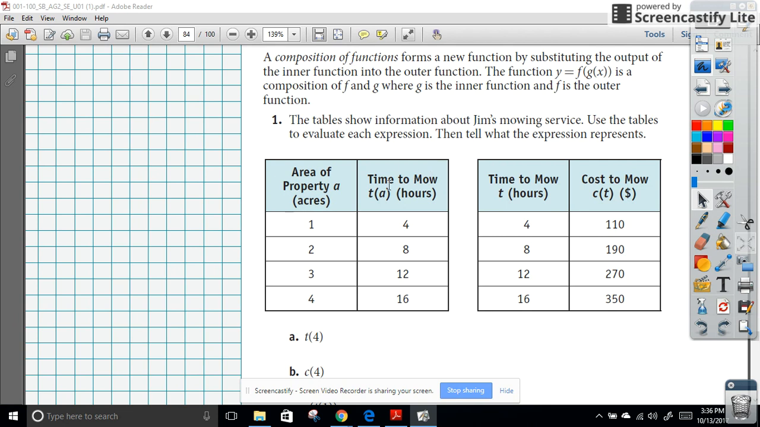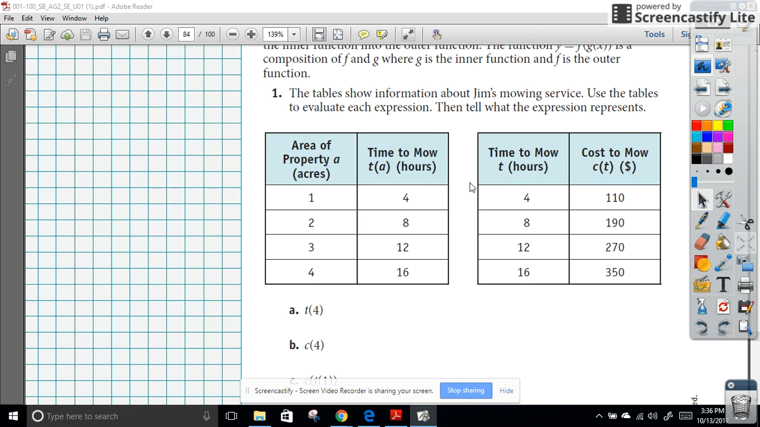Here they're talking about two different functions. Please pay attention to the name of the functions. This is function T, okay? Function T, we know that T is standing for time.